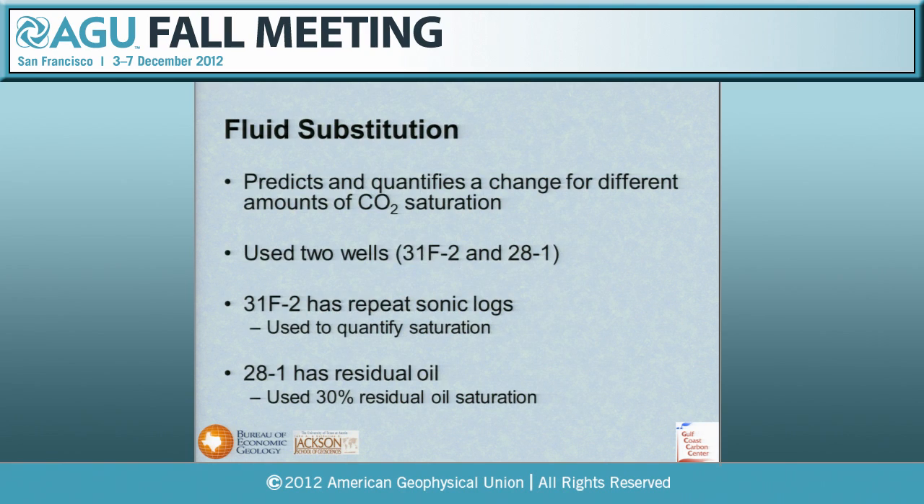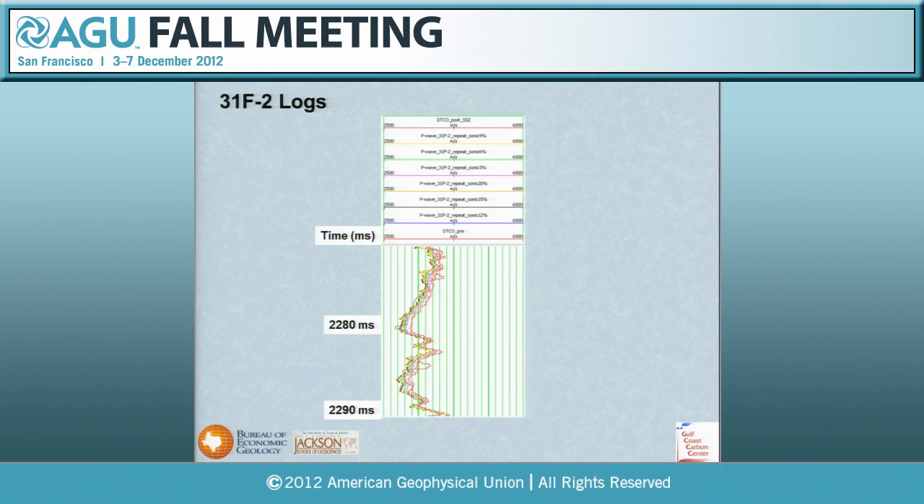I originally did some fluid substitution work with a Gassmann-Wood workflow, used to predict and quantify a change for different amounts of CO2 saturation. I used two different wells for this: the 31F2 well, which had the repeat sonic data, and the 28-1 well, located within the volume for a model-based inversion. The 28-1 well has a residual oil log, and we used a 30% residual oil saturation to stay constant.